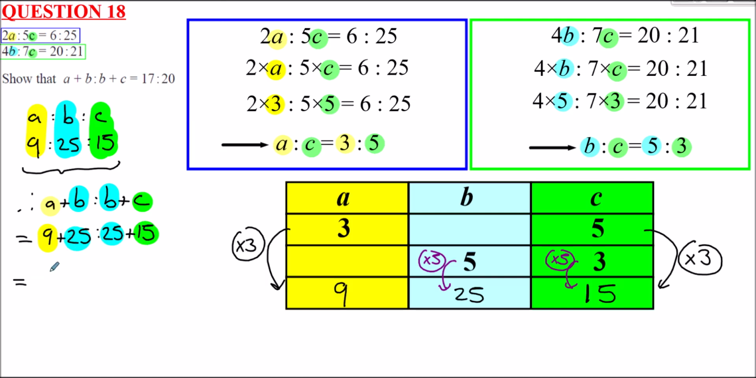So just simplifying these down. 9 plus 25 is 34. 25 plus 15 is 40. And then if I just divide both sides by 2 to simplify, I've arrived at the solution I need. So half of 34 is 17, and half of 40 is 20, and that is exactly what I wanted to show. So thankfully, we're done. That's question 18 wrapped up.